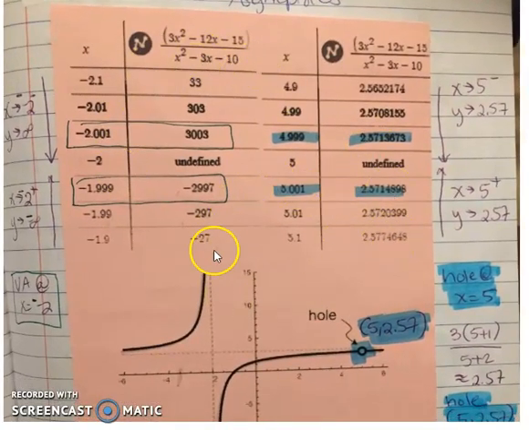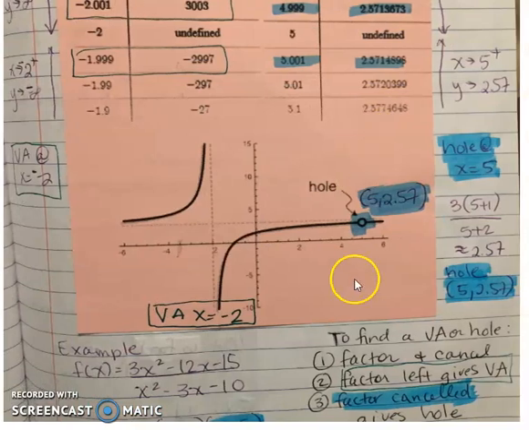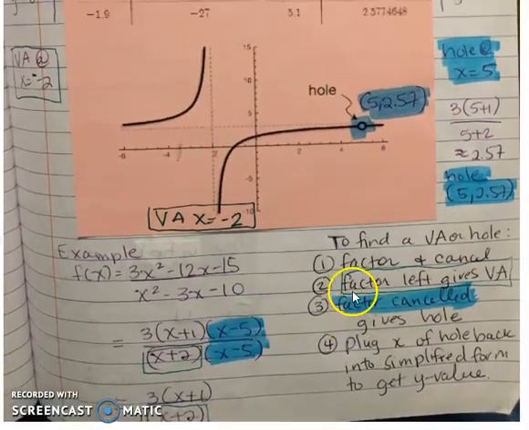We'll come back and talk about this table and what we're talking about with the vertical asymptote versus the hole in just a second. But let's look at the example first. The example that we're working with is in both of these tables: x squared minus 12x minus 15 divided by x squared minus 3x minus 10. That's what we're going to write down here.